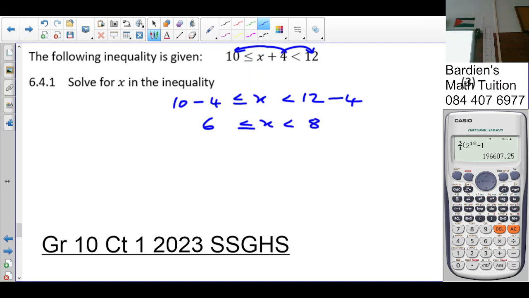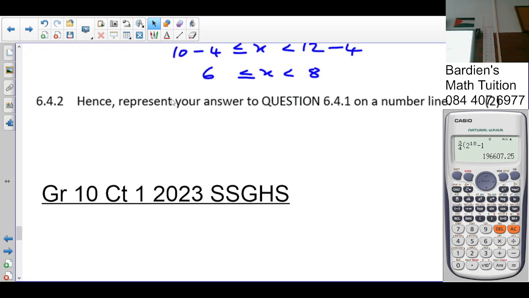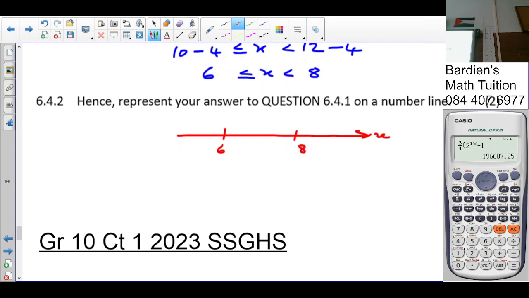Okay. Then in 6.4.2, the question says, hence represent your answer to question 6.4.1 on a number line. We draw a number line that denotes x, 6 and 8. Does 6 have a closed or open circle? Closed circle. 8, open. As you can see, it's continuous. So there we go. As we see that x is more than or equal to 6, but less than 8. Normally it touches there. Okay.